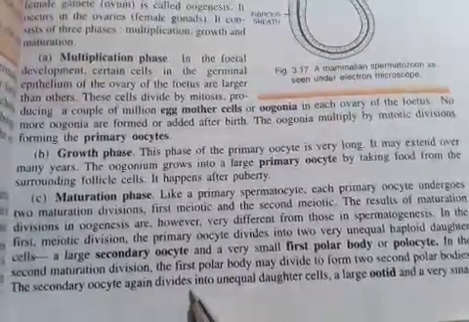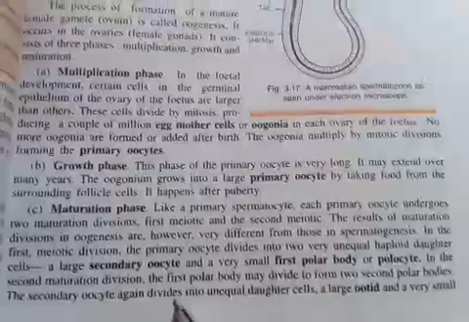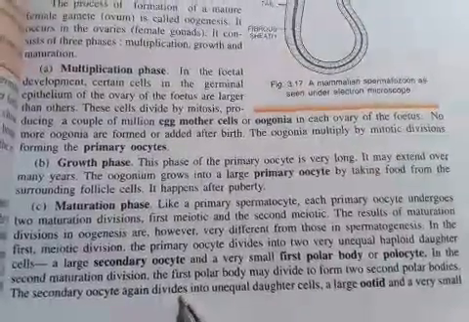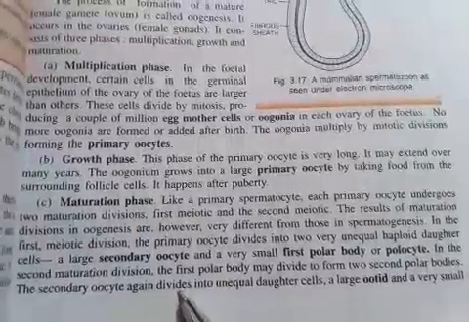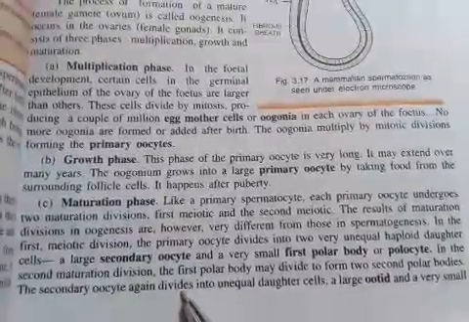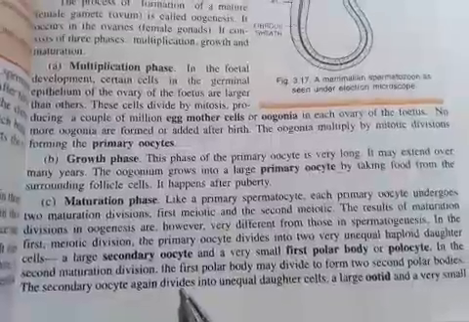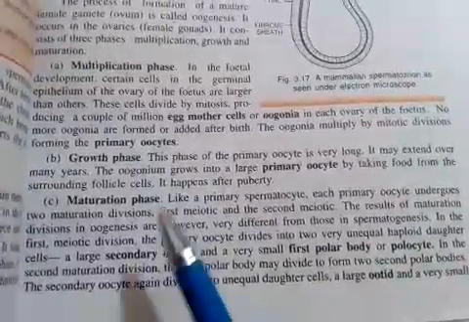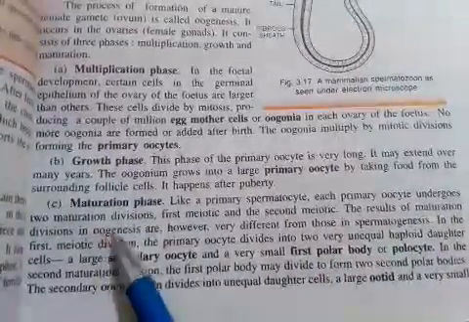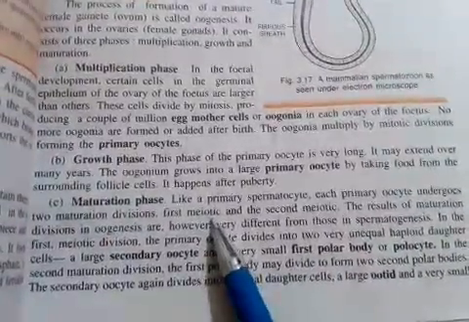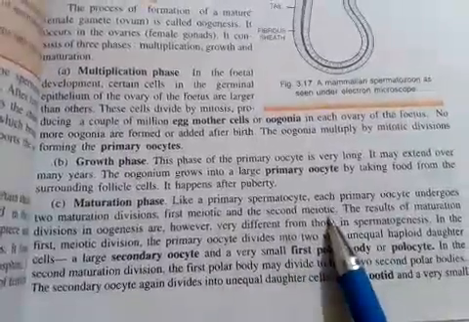The most important phase of oogenesis is the maturation phase. It is the phase in which meiotic division takes place, which results in formation of first the polar body and second the secondary oocyte, which is released at the time of ovulation. Like the primary spermatocyte, each primary oocyte undergoes two maturation divisions. First is meiosis 1 and second is meiosis 2.